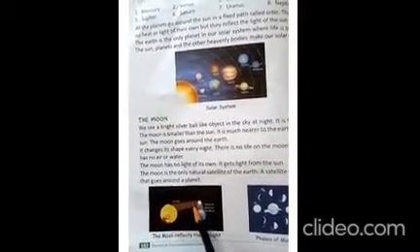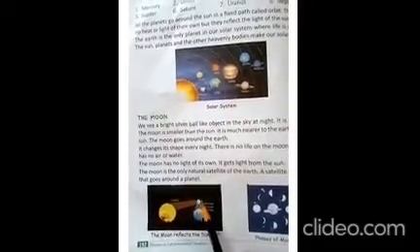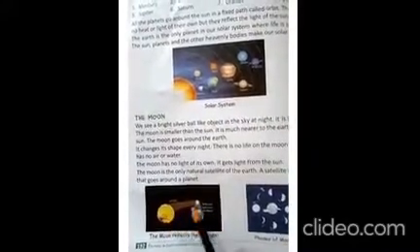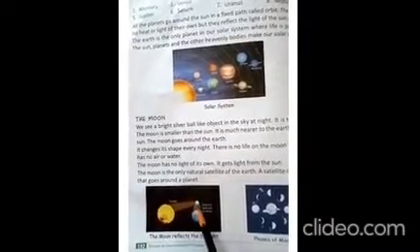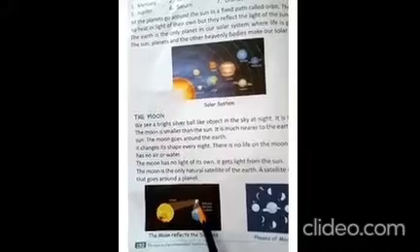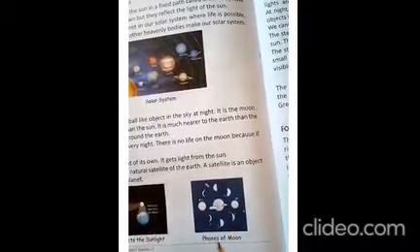Now you can see the sunlight is falling on the Moon, and so it is reflecting the sunlight which it gets from the Sun. The Moon does not have light of its own. And you have to remember that the Moon changes its shape every night. And it is called phases of Moon.